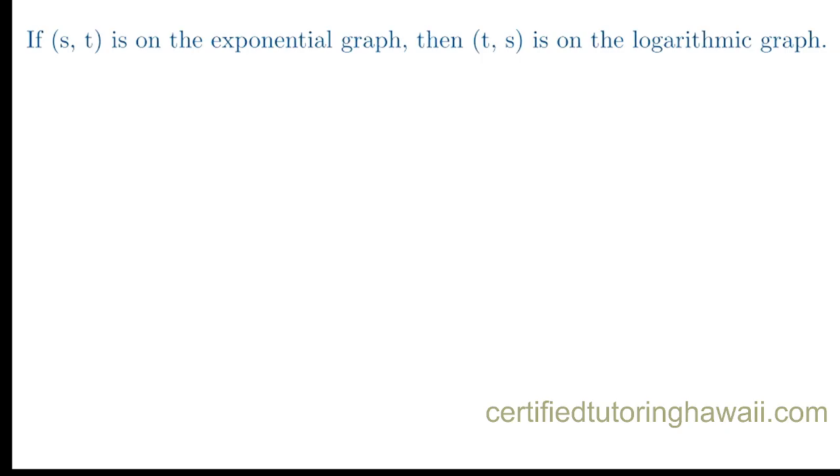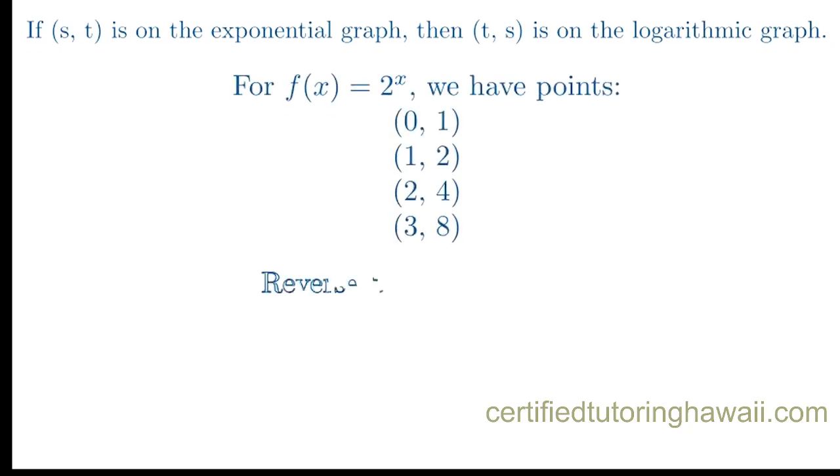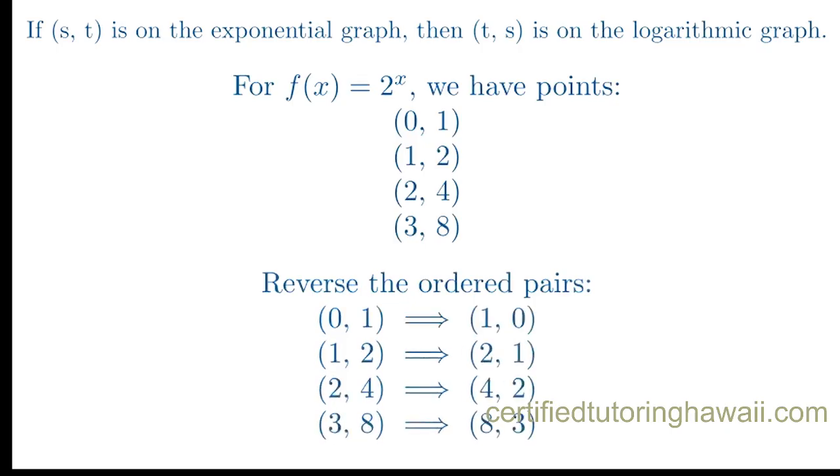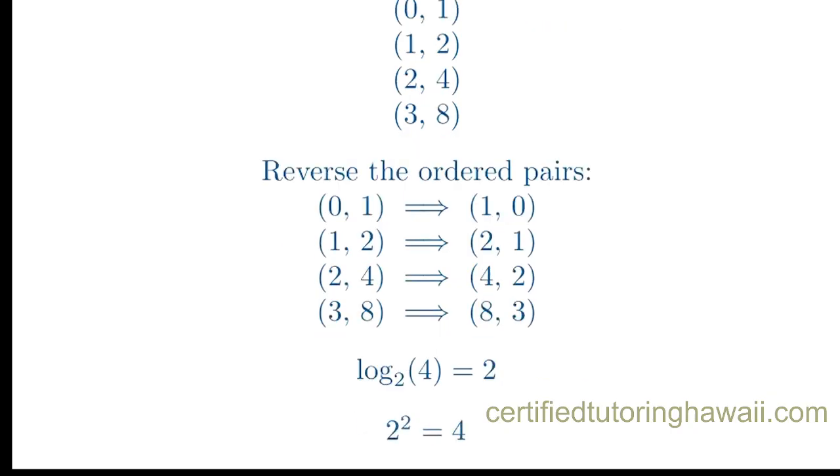Let's demonstrate this with our two functions. For f of x equals 2 to the x, let's look at the points we plotted. Now let's take each of those pairs and swap the order to get points for f inverse of x equals log base 2 of x. Let's check these. For the point (4, 2) on the log graph, it means log base 2 of 4 is 2. Is that true? Yes, because 2 squared is 4.